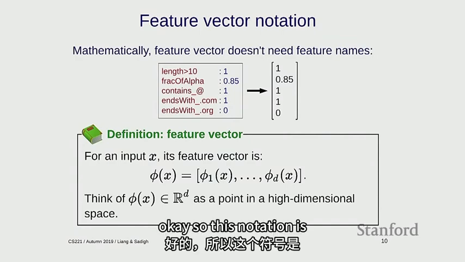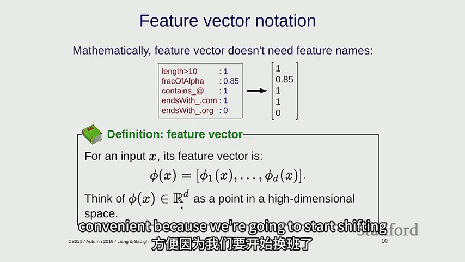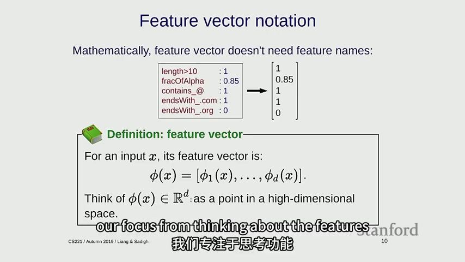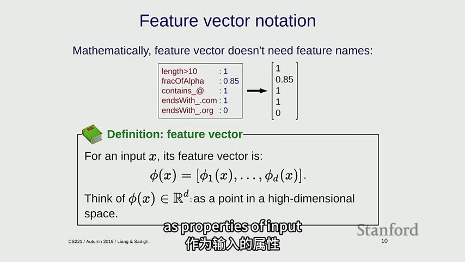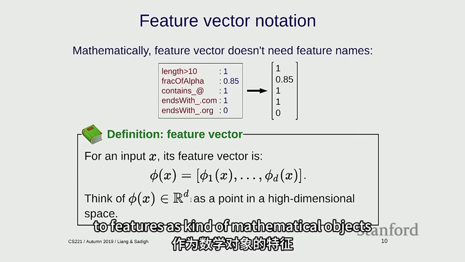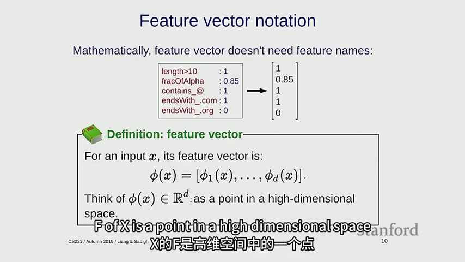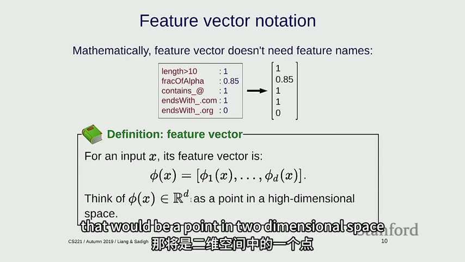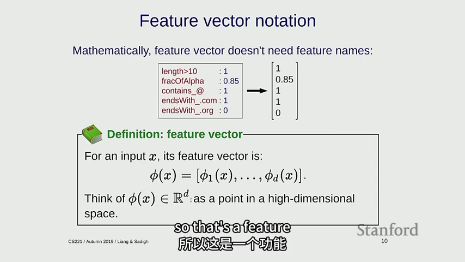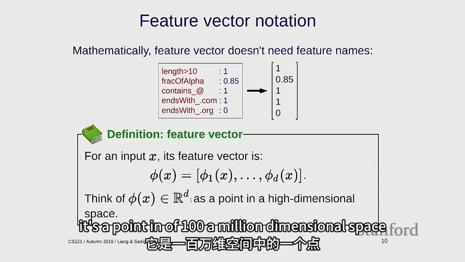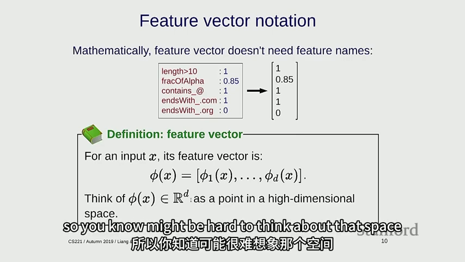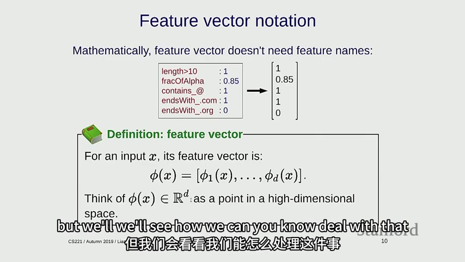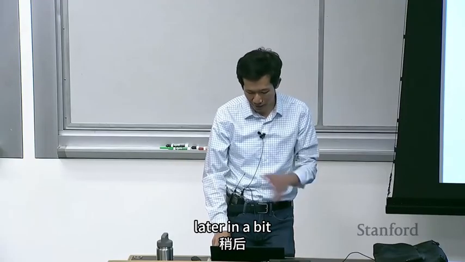Okay, so this notation is convenient because we're going to start shifting our focus from thinking about the features as properties of input to features as kind of mathematical objects. So in particular, phi of x is a point in a high-dimensional space. If you had 2 features, that would be a point in 2-dimensional space. But in general, you might have a million features, so it's a point in a million dimensional space. It might be hard to think about that space, but we'll see how we can deal with that later.